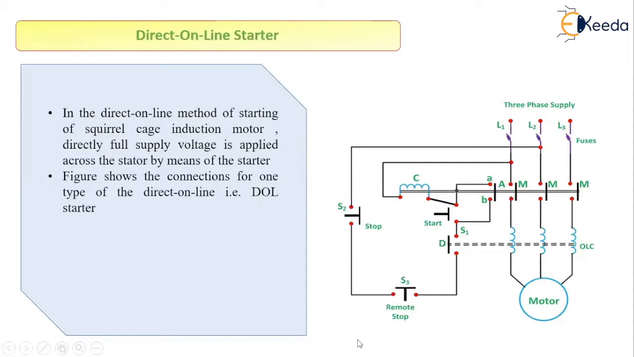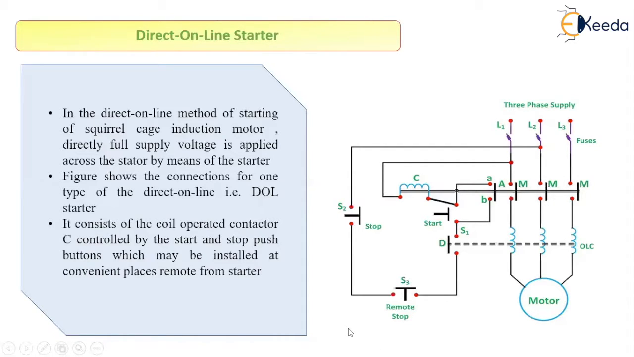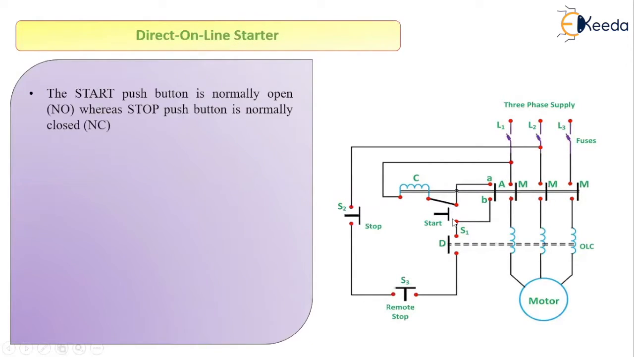Now let us see the working of this starter. It basically consists of contactor coil C as shown in this figure, which is mostly operated with the help of start push button and stop push button. Now let me tell you the position of all these switches. This start push button is normally open. So while starting the starter, the start push button is open, whereas this stop push button is normally closed.